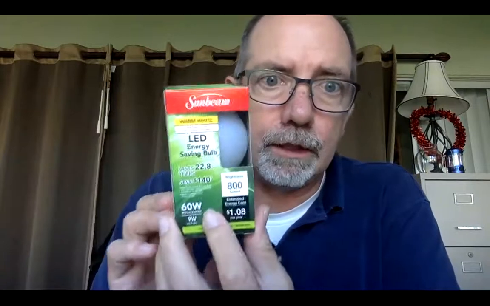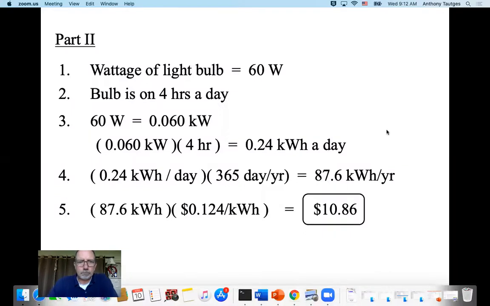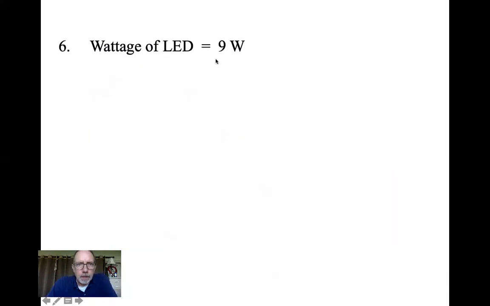I get the same amount of light, but instead of using 60 watts of power for an old incandescent, this LED uses 9 watts. So let's do the same calculation using a 9-watt LED. Same process. It's on 4 hours a day, same lamp.